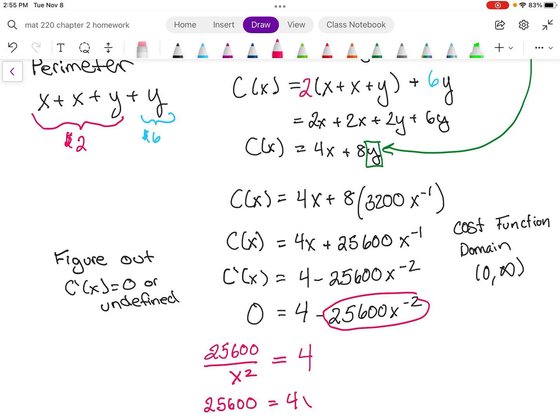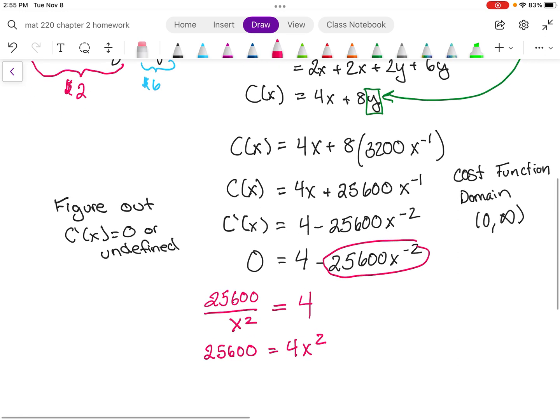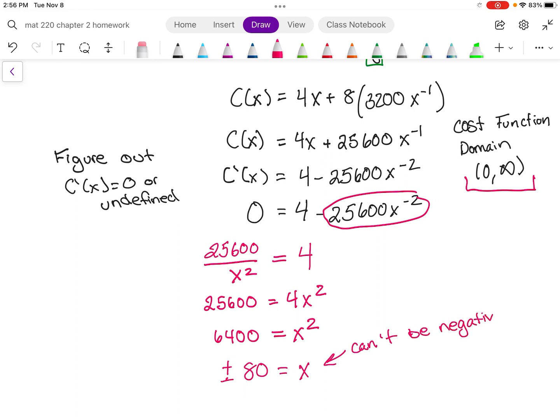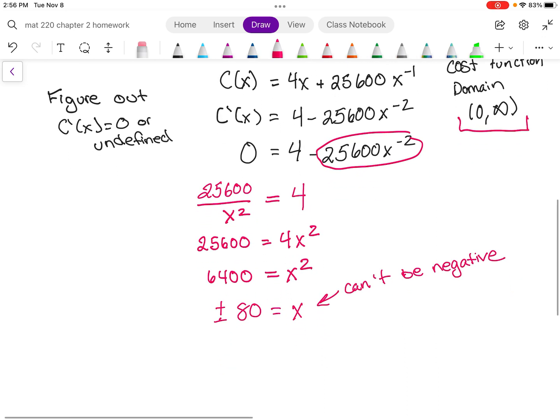So I get 4x squared over here. And then I would divide out the 4. So I end up with 6,400 equals x squared. And the last step would be then to take the square root of both sides. So x could be positive or negative 80. But we're going to go back to this domain over here. Because remember, we said that x had to be a positive number. And I got two solutions here. So really, it can't be negative. And so I'm only going to care about one of my critical values, the positive one.